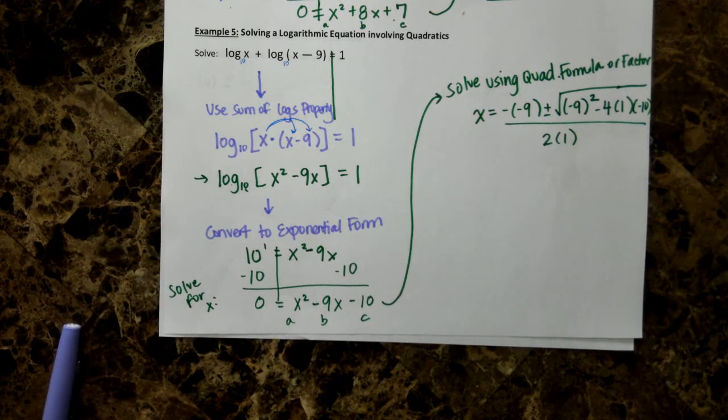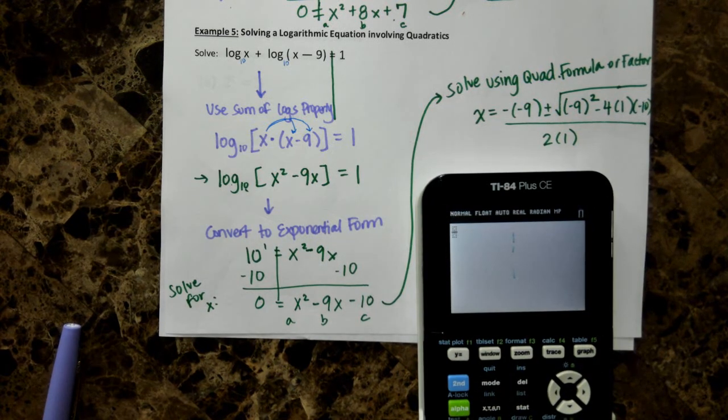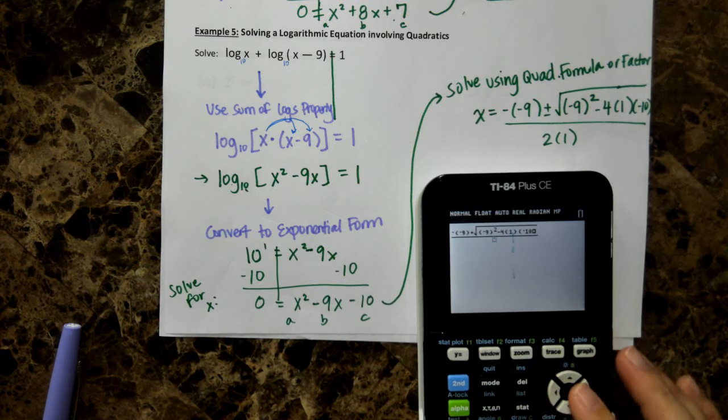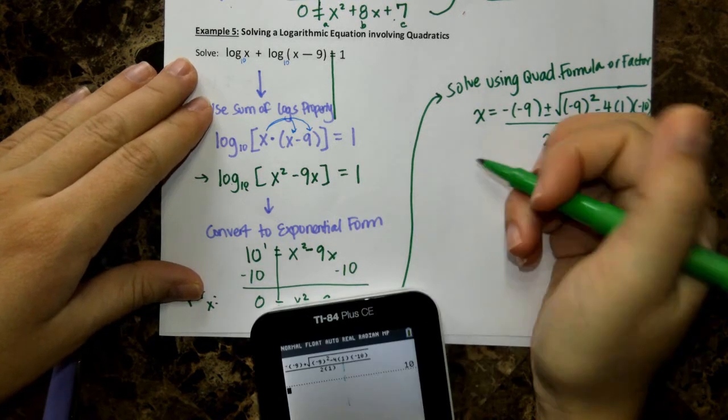I'm going to use my calculator to help me calculate that. Alpha y equals, and I'm going to type this whole thing in, 9 plus the square root of -9 in parentheses, because if you don't use parentheses, you will get a different answer, minus 4 times 1 times -10. The whole thing is divided by 2 times 1. And I got 10 as my first answer.